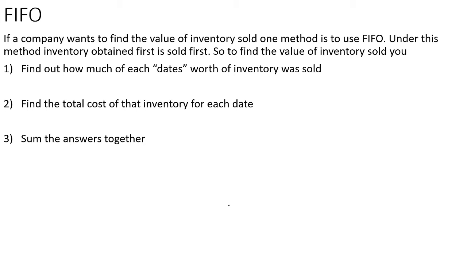This is usually used a lot with produce or food, because you want to sell the oldest food first so it doesn't go bad. So what we do here is simply take how much we sold, subtract it off of our inventory, and then recalculate. Here's how that works.